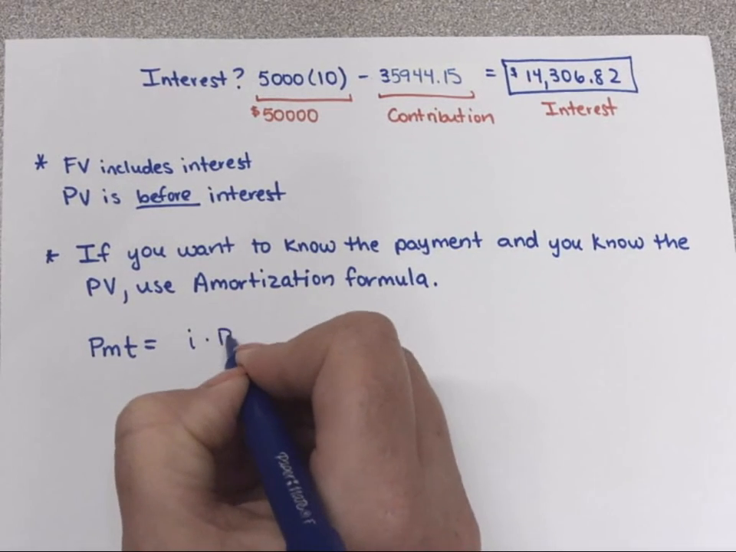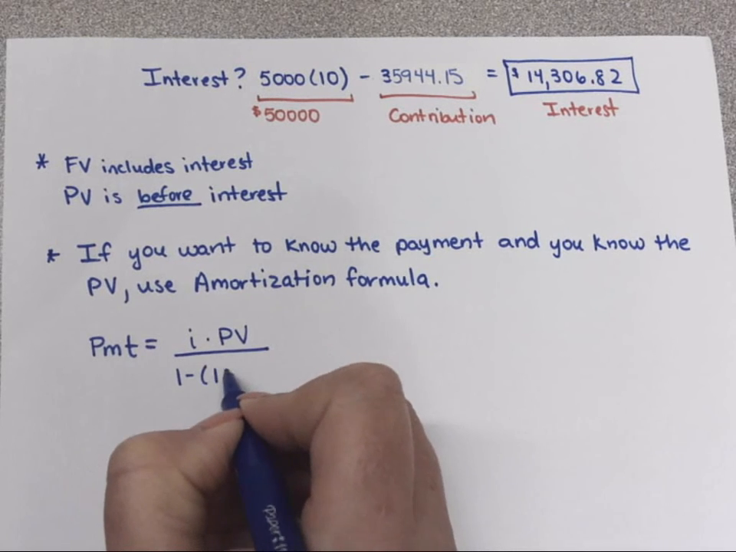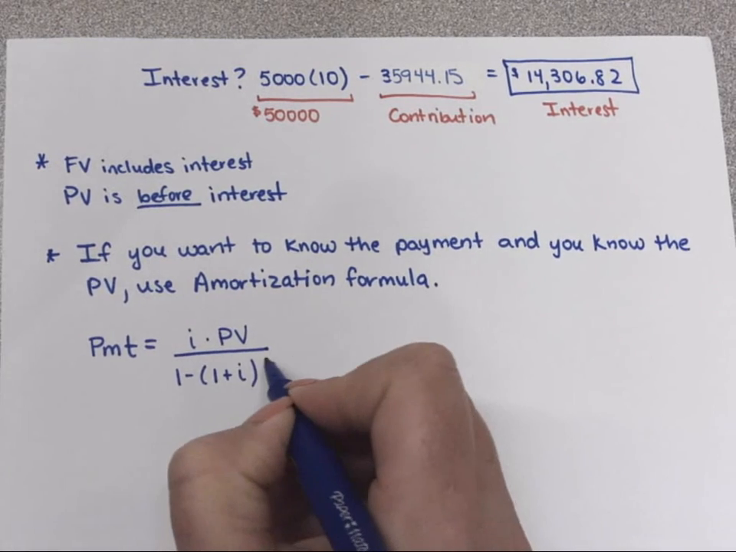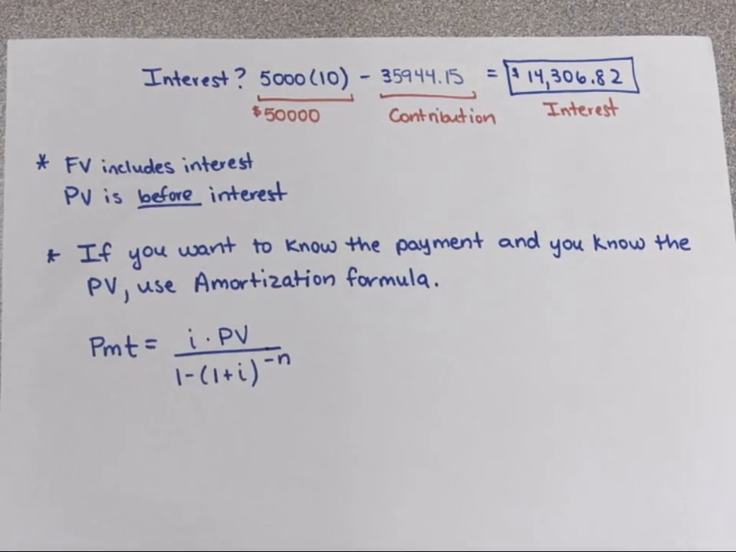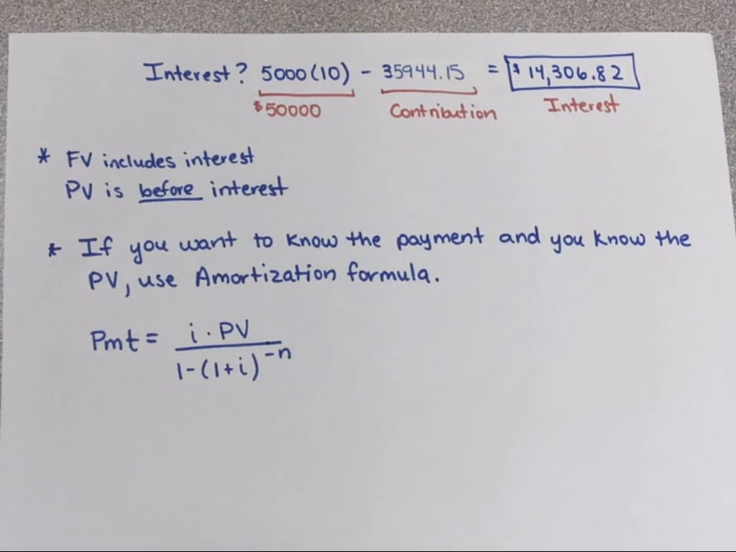It's interest times present value over 1 minus 1 plus the interest, and then to the negative n power. Okay, so just like the payment formula involving future value was just a reworking of the future value formula, this is just a reworking of the present value formula. We're just solving for payment rather than solving for present value.